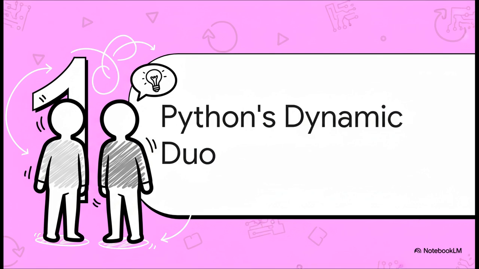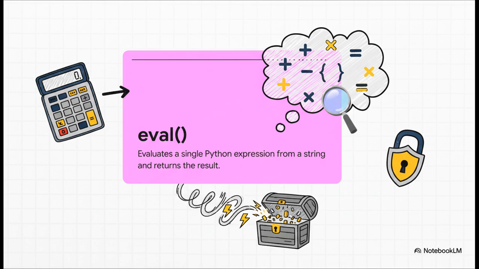All right, first up, let's really get to know this dynamic duo. They look similar on the surface, but they have totally different jobs. We're going to start with the one that actually gives you something back. Okay, so think of eval as your own personal pocket calculator. You give it a string, a single line, an expression like 3 plus 4 times 2, and it processes it, does the math, and hands you back the result. In this case, 11. It's built for these little one-liners that need to produce a value.